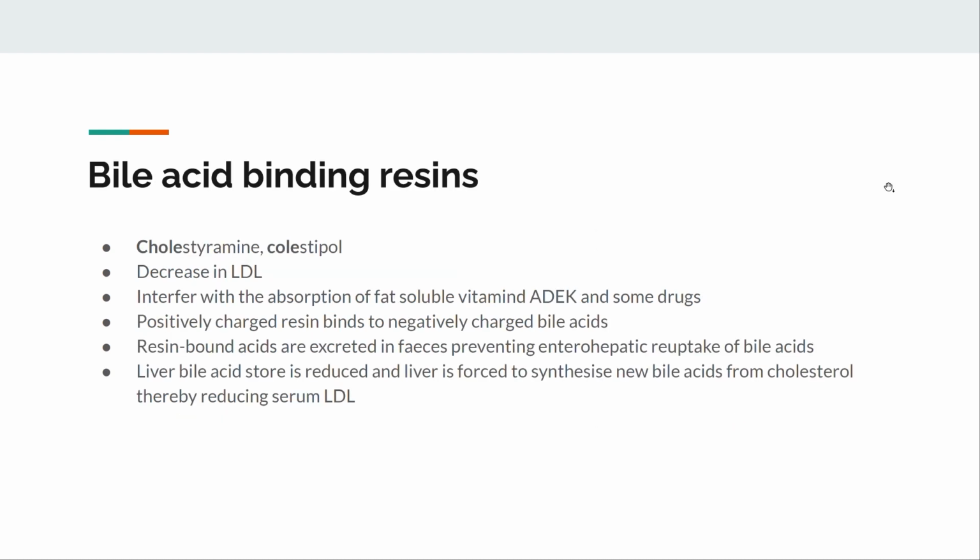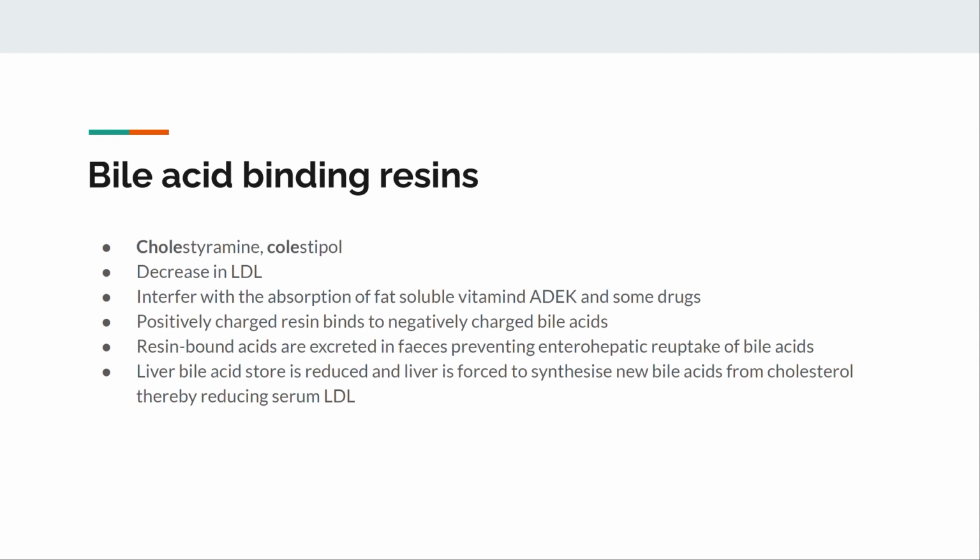So bile acid binding resins have kind of fallen out of favor. That being said, I have seen someone in the hospital who's on cholestyramine. They can decrease your LDL. They interfere with the absorption of fat-soluble vitamins, so A, D, E, and K, as well as some other drugs. So you need to be mindful of when you're taking tablets at the same time. They are positively charged, and they bind to negatively charged bile acids that get secreted in the bile into the gut. Because of this, that bile will be lost in the feces, and so it's not reuptaken into the liver.